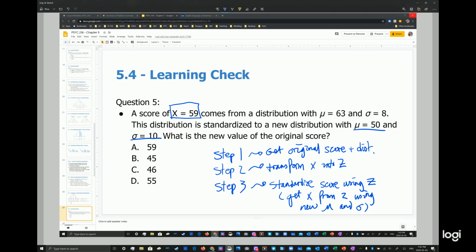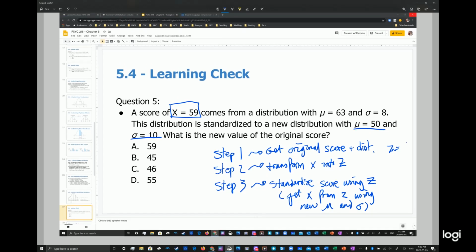Well, if you know what 59 is in z-scores, that will be a great start. So your z here is going to be x minus mu over sigma. In this case it is 59 minus 63 over 8, which is negative 4 over 8, which is negative 1/2, or negative 0.5. Okay, so once we know the z, we've done steps 1 and 2.